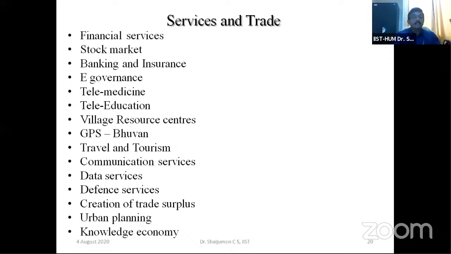Then only you can assess the insurance cost and such things. E-governance, I already told you, many states already implemented during this COVID time by using space technology. Telemedicine, I'll come to that, what it is. Tele-education, village resource centers. What is village resource centers?